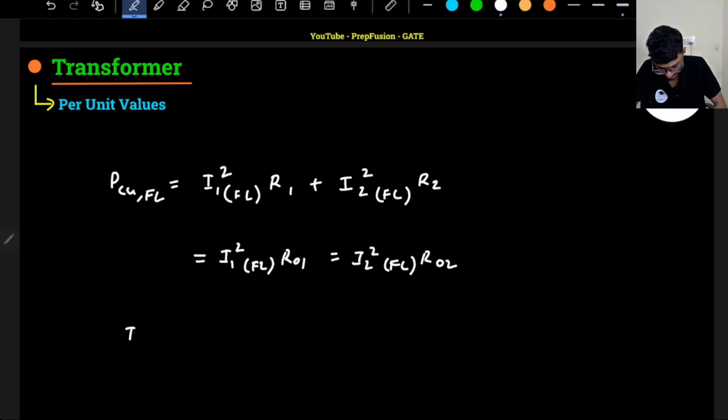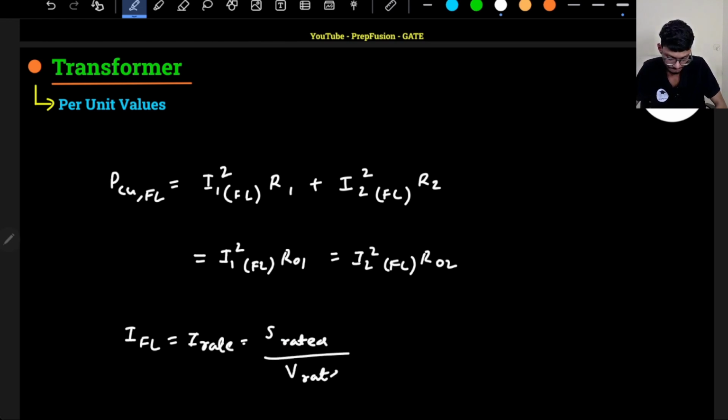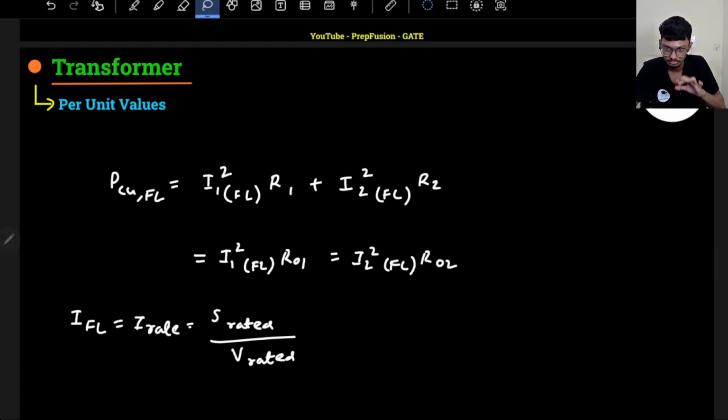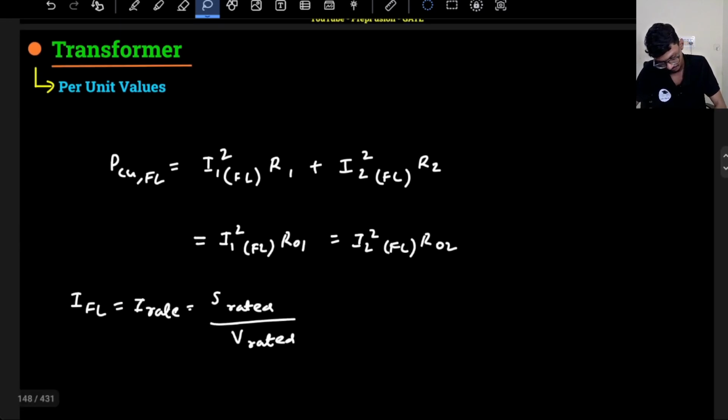Now what is my FL basically? FL basically is the full load I rated. I rated will be basically the S rated, the kVA rating of the transformer, divided by the voltage rating, that is V rated. Okay, this is what my I rated is. So this is the current.